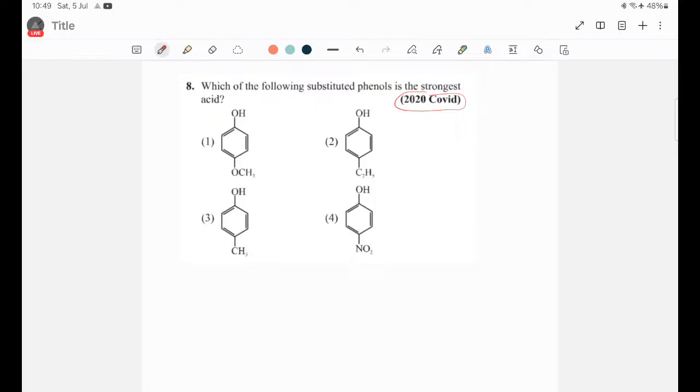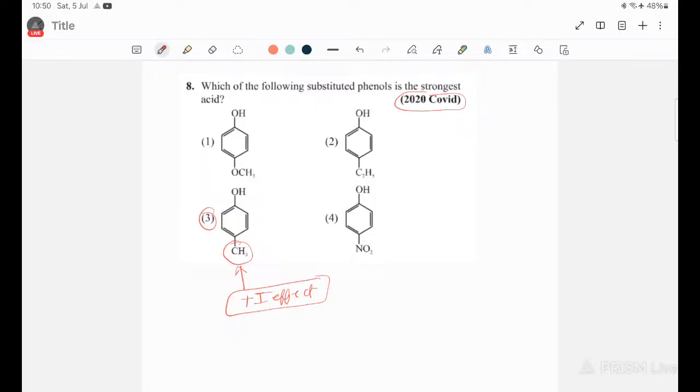Okay, someone is telling option 3. No dear, how can you tell option 3 will be correct? See this, in case of option 3, the CH3 group has a plus I effect. If it has a plus I effect, it will push the electron density towards the OH group. So that's why the polarity difference between oxygen and hydrogen will be less, and the acidity will be less.